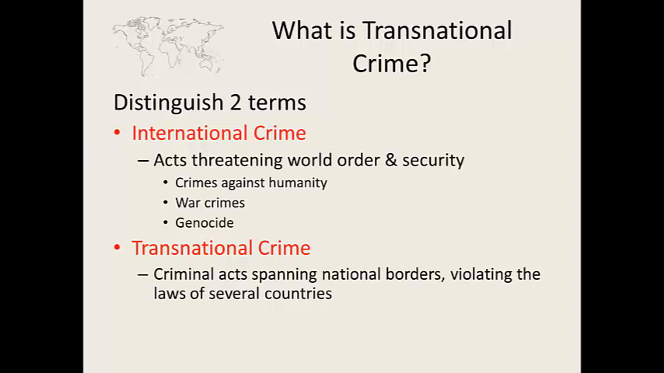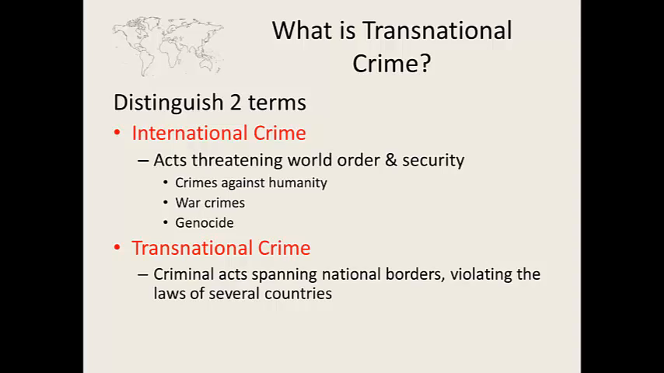International crime is generally seen as referring to acts that threaten the world order or security. And there are 3 types of international crimes today: crimes against humanity, war crimes, and genocide. We won't have too much occasion to talk about these individually, although we will make reference to them in this chapter and probably later in the semester as well.